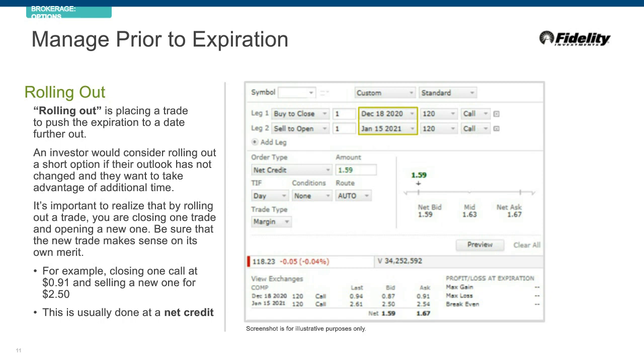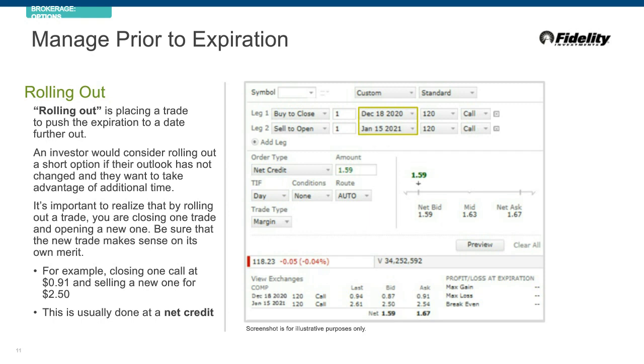If you look real close here on the right-hand side, you can see that we are buying to close one of the December 18th 120 strike price calls and selling to open one of the January 15th 120 strike price calls. All that will change is the expiration date, adding an extra month onto the time frame of our trade. And a little lower, we see the order type has filled out at a net credit of $1.59.